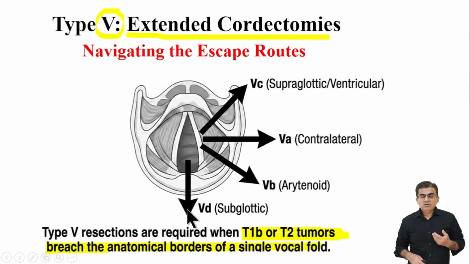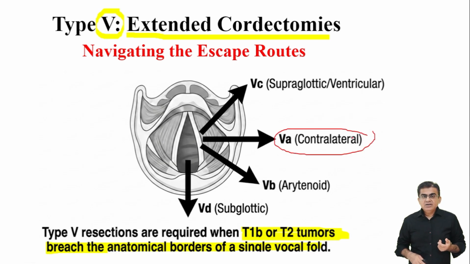First, look at the arrow labeled 5A. This is the contralateral extension. This means the tumor crosses the anterior midline to involve a portion of the opposite vocal cord. Next, look at the arrow pointing downward, down and to the right, labeled 5B. This is the posterior extension. This means the cancer has spread posteriorly to involve the arytenoid cartilages.